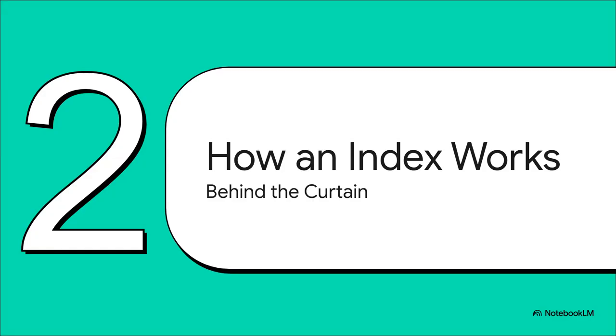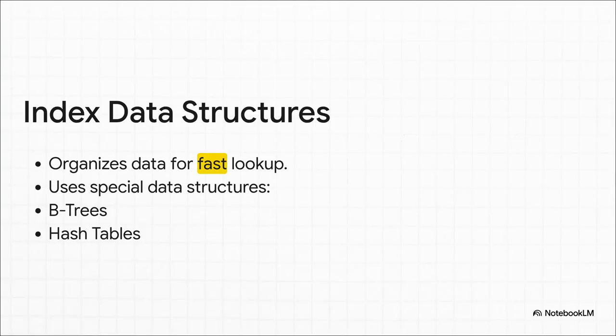All right, so we get the basic idea. It's a shortcut. But how does a database actually build and use this shortcut? Let's take a quick peek behind the technical curtain. You know, the magic here is all about organization. Indexes use these super efficient data structures that are built for one thing and one thing only, looking stuff up fast. The most common ones you'll hear about are B-trees, which kind of work like a branching decision tree to narrow down the search, and hash tables, which are amazing for finding exact matches. Both of them let the database find what it needs incredibly quickly.